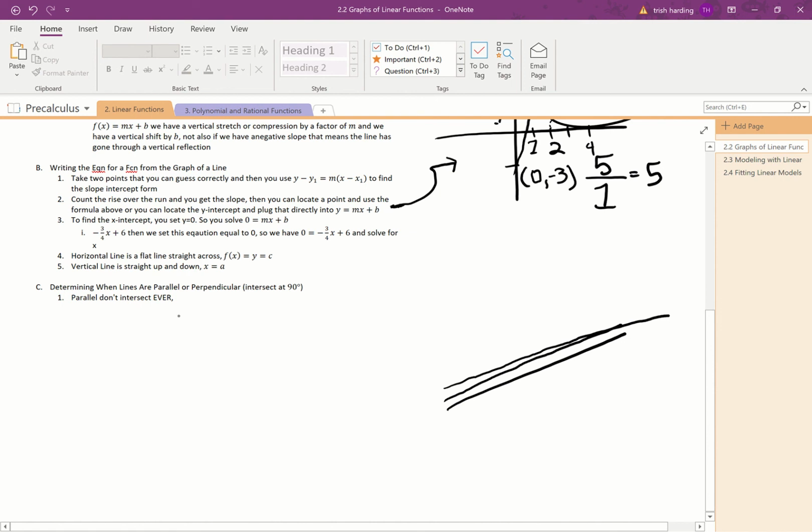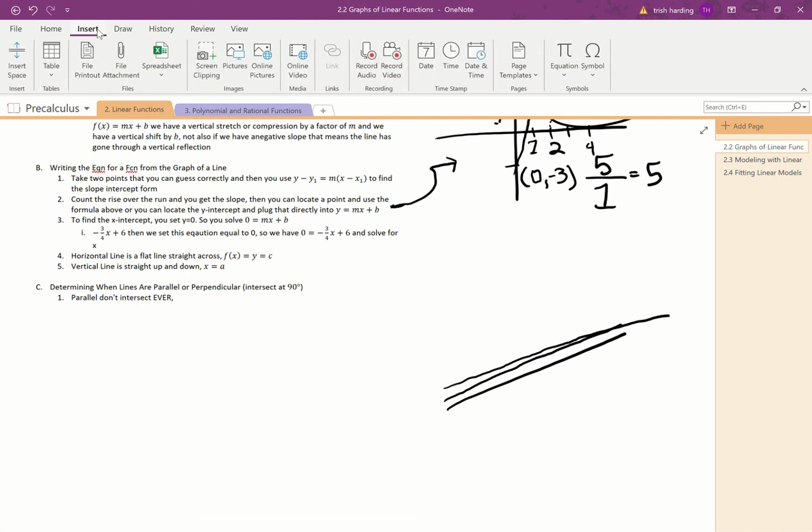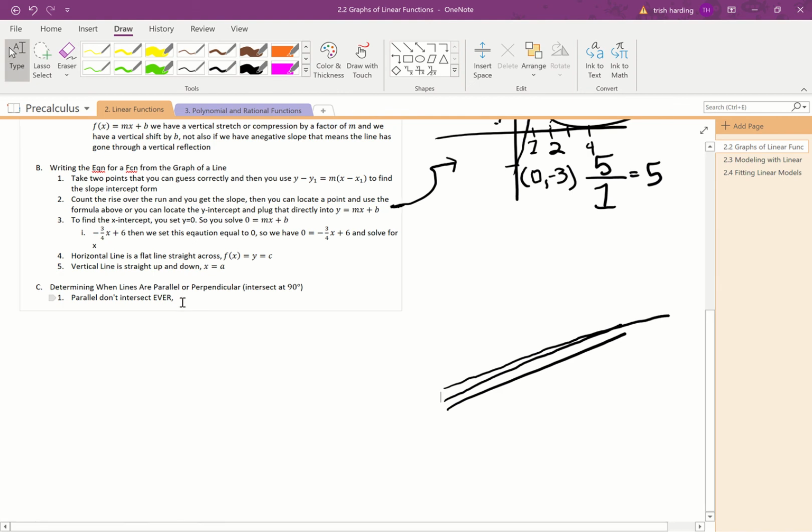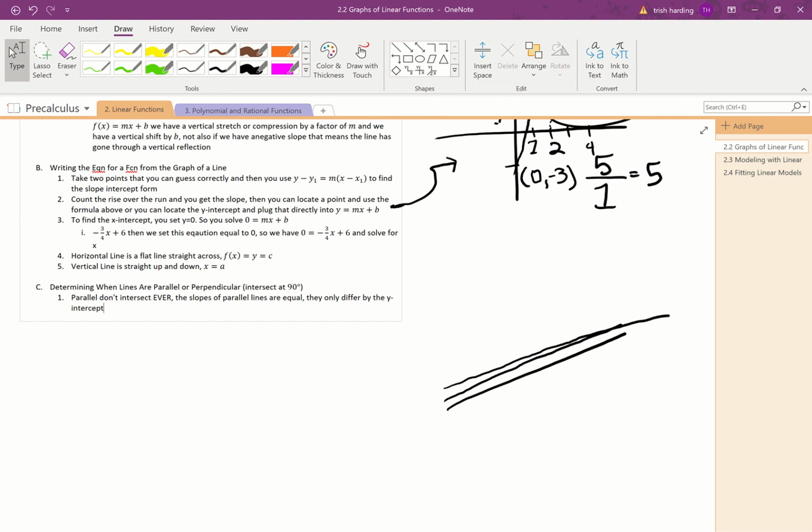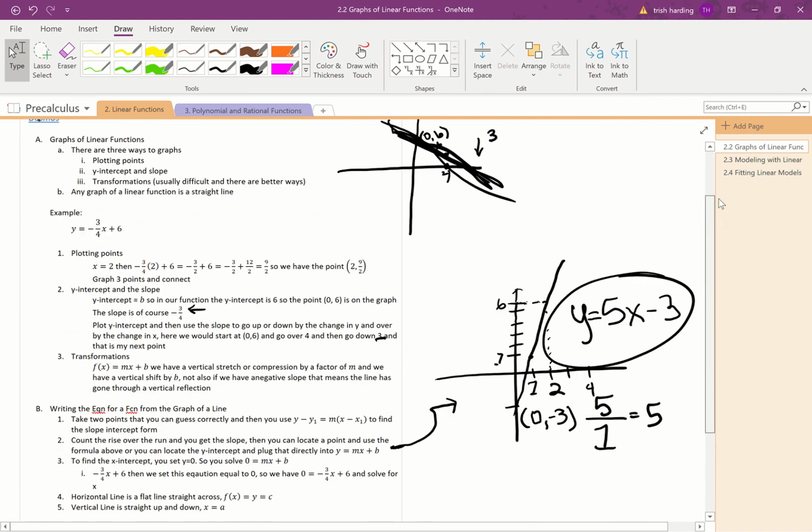So therefore, those tiltinesses have to be equal, then those tiltinesses are the equivalent of our slope. So the slopes of parallel lines are equal. They only differ by the y-intercept. And we can go ahead and I'll head over to Desmos and show you that.